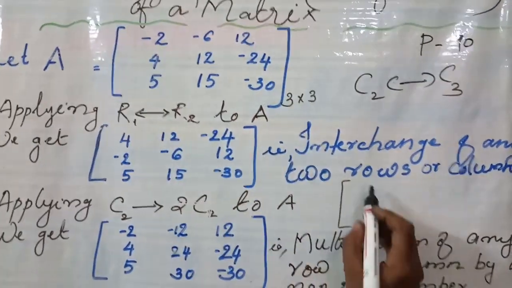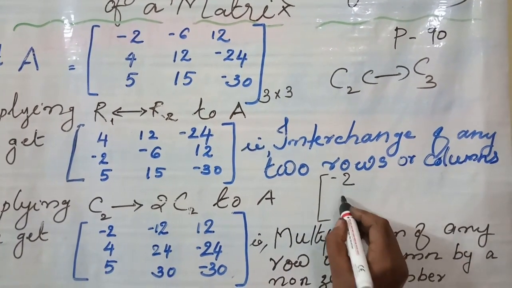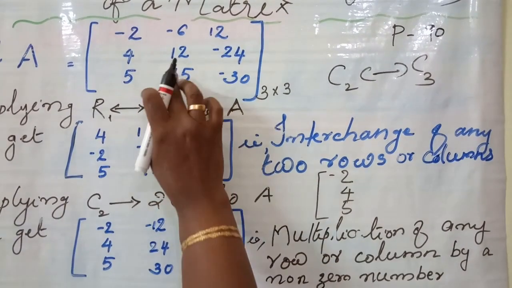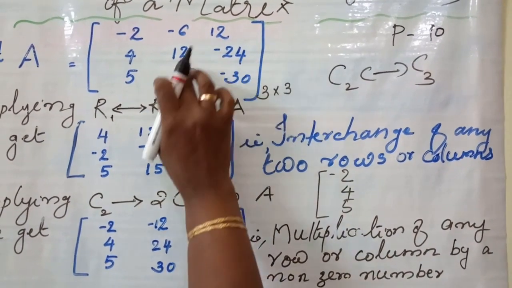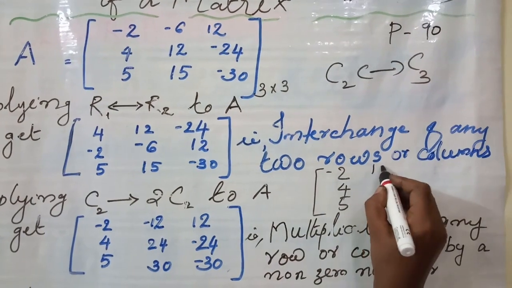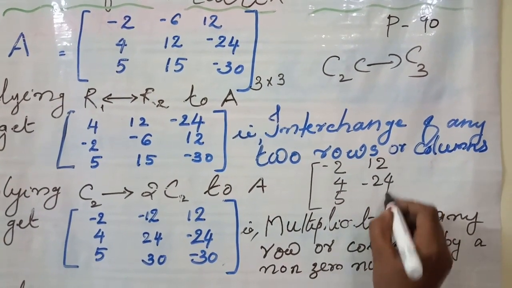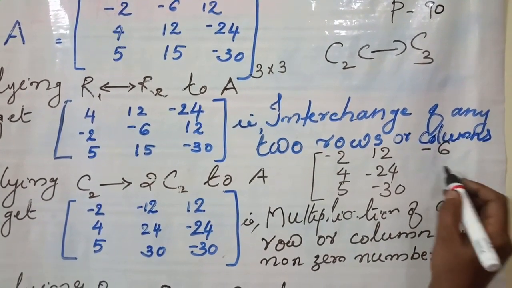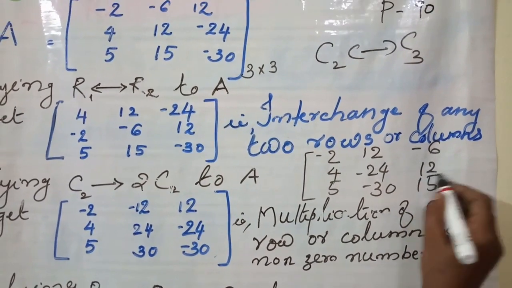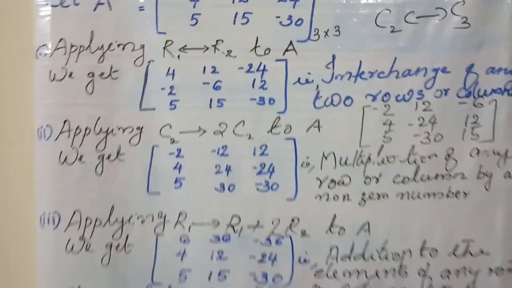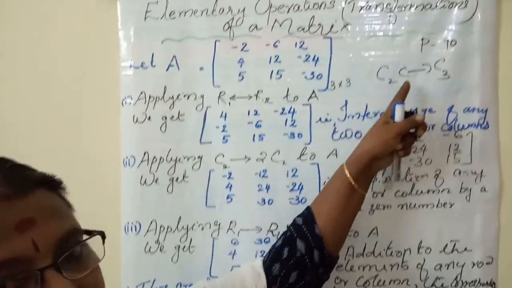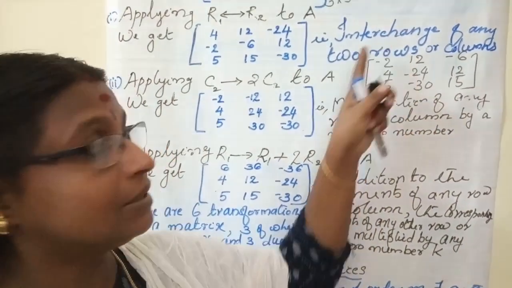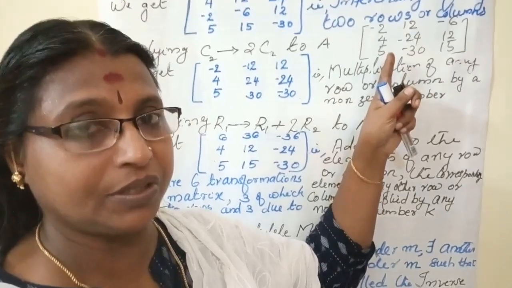Here this is our matrix, and there we make the transformation. Minus 2, 4, 5, no change. Then C2 becomes C3 and C3 becomes C2. That means we get 12, minus 24, minus 30, and C2 as C3: minus 6, 12, 50. Get the idea? Then we write that matrix. This is the first elementary operation.